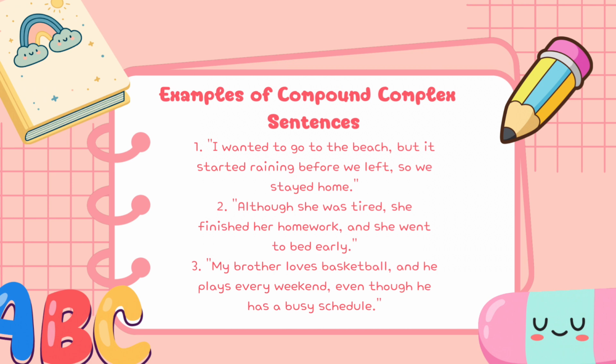Although she was tired, she finished her homework and she went to bed early. The dependent clause is although she was tired. The two independent clauses are she finished her homework and she went to bed early. My brother loves basketball and he plays every weekend even though he has a busy schedule. The two independent clauses are my brother loves basketball and he plays every weekend. The dependent clause is even though he has a busy schedule.